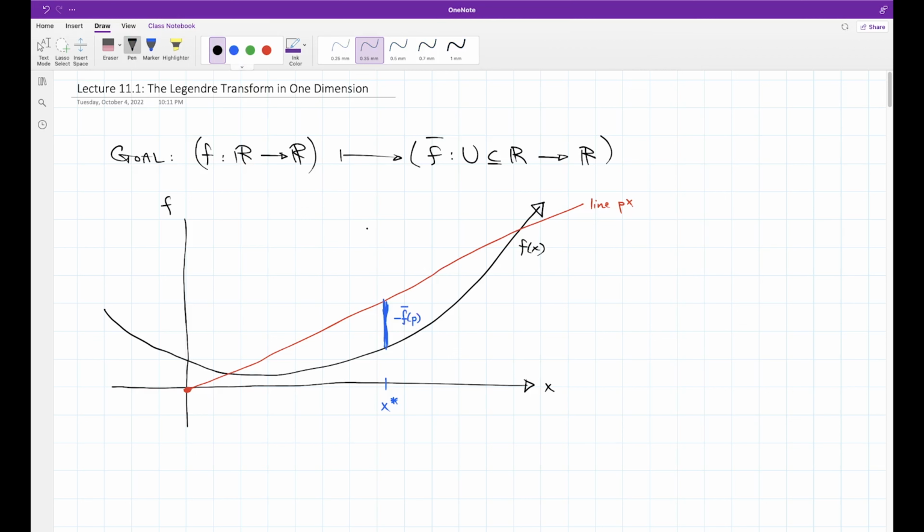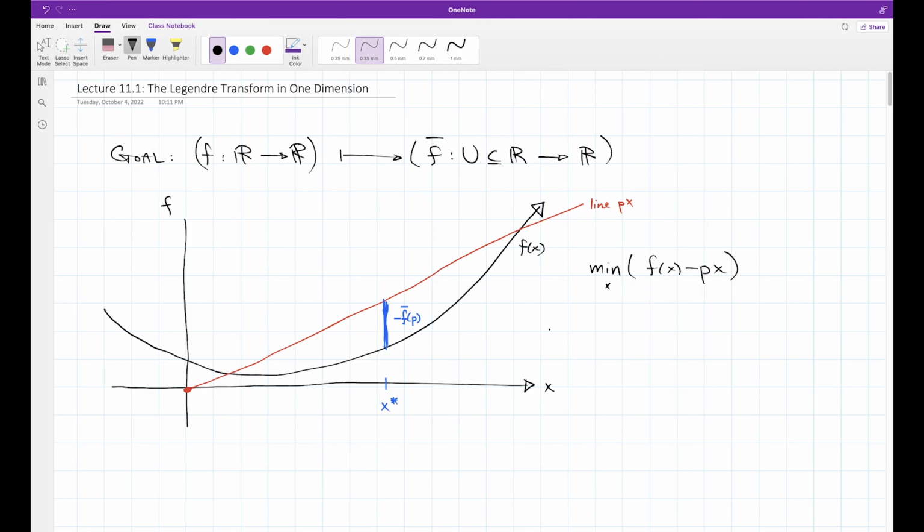How would we actually find this point x star? Well, I'll be able to show you without hopefully too much difficulty that we can look for the minimum over x of f of x minus px. And you may be doing a small double take right now, because I told you we're trying to find where this blue line is longest. But notice that that point would be the maximum of px minus f of x. So it's totally identical to taking the minimum of f of x minus p times x.